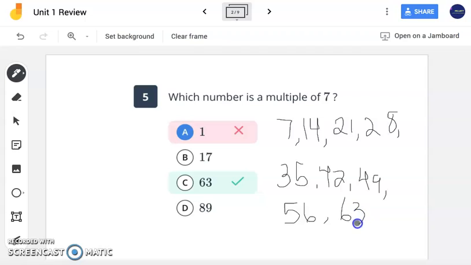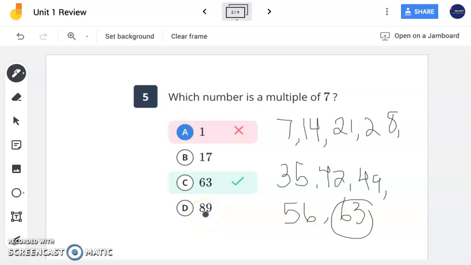Now, if I continued on, you're going to find that you don't get to 89. I see that 17 is not an option either, but in fact, 63 is a multiple of 7. And notice the pattern here. We continue to add 7 to each number, creating all the multiples of 7, which can continue to go on and on.